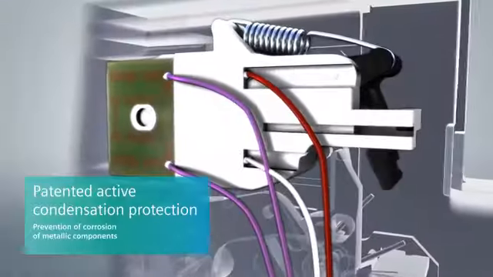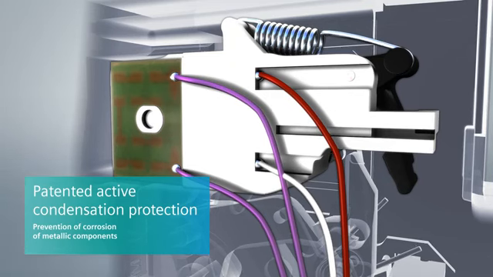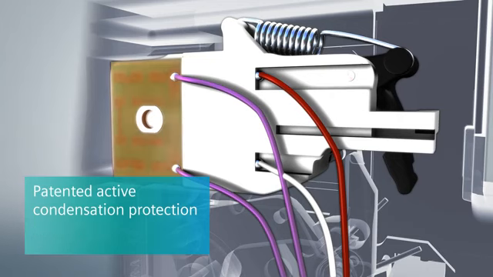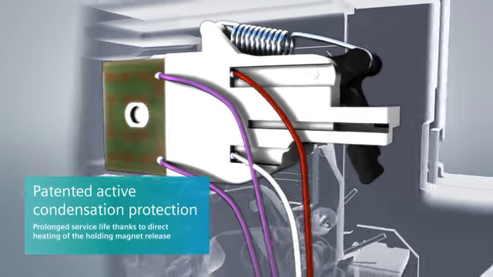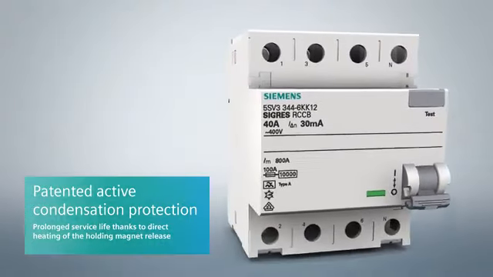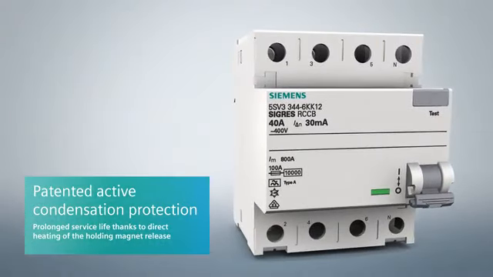The Ziegres residual current protective device prevents the formation of corrosion with its patented active condensation protection. The direct heating of the holding magnet release with minimum power input ensures a slightly increased temperature on the metal parts, which considerably prolongs the device's service life.